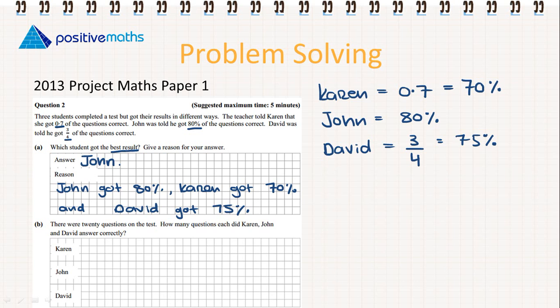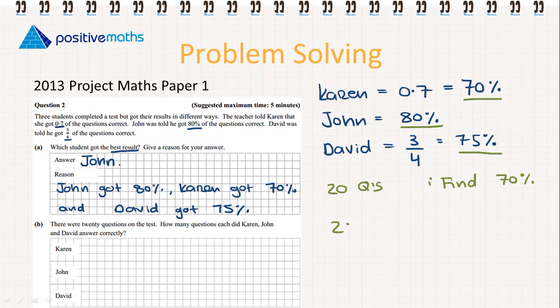Okay, in part B, there were 20 questions on the test. How many questions did Karen, John, and David answer correctly? Okay, so we know the percentage that each person got. So we're going to use this now to help us with part B. Okay, so there's 20 questions on the test. We need to, first of all, for Karen, find 70%. Then we need to find 80% for John and 75% for David.